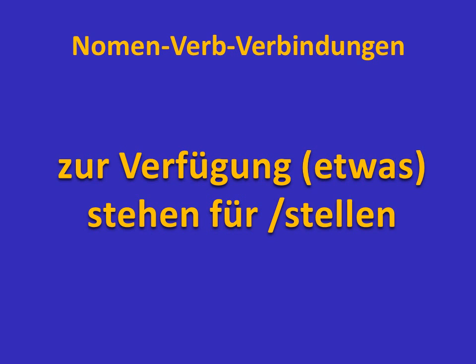Today I bring a Nomen-Verb-Verbindung that I like a lot, because it's very special. It's a Nomen-Verb-Verbindung with two different verbs, because depending on how you are using it, whether active or passive, it is changing. This Nomen-Verb-Verbindung is "zur Verfügung stehen für" or "zur Verfügung stellen".